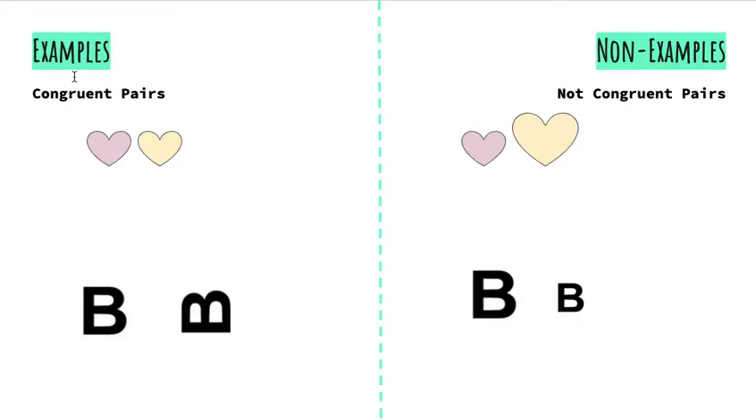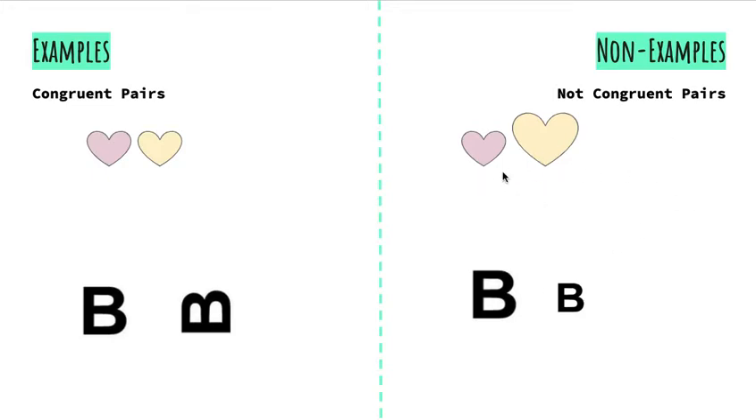So right here on this side on the left, these are some examples of congruent pairs. They're the same size and they're the same shape. But I want you to notice that they're different colors. That's okay. Things can be different colors but still be congruent, so long as they're the same size and the same shape. Also, these were rotated, right? But they're the same size and the same shape, so they're still congruent.